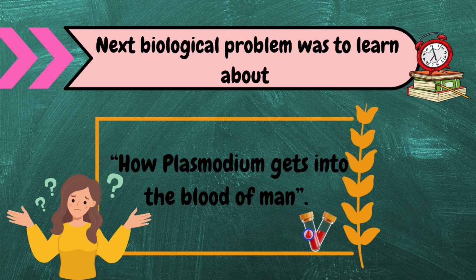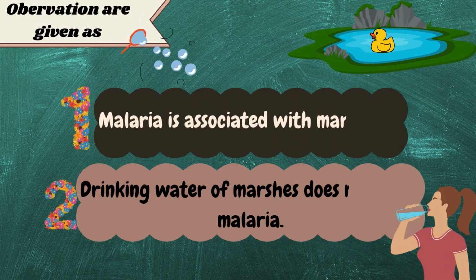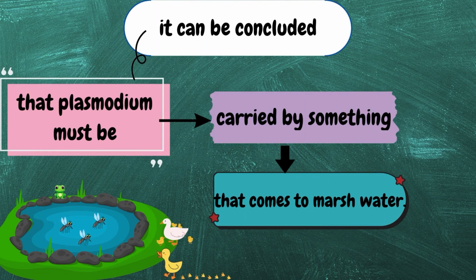Let's discuss the second biological problem by biological method. Next biological problem was to learn about how Plasmodium gets into the blood of man. Biologists were having following observations. First observation is, malaria is associated with marshes. And second observation is, drinking water of marshes does not cause malaria. From these observations, it can be concluded that Plasmodium was not in the marsh water, but it must be carried by something that comes to marsh water.